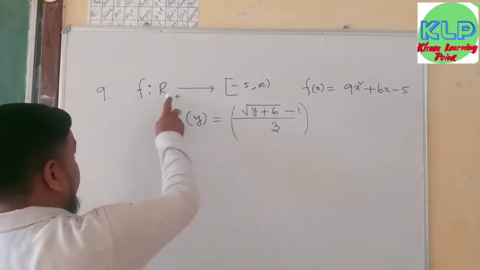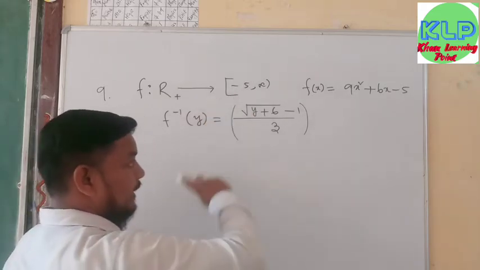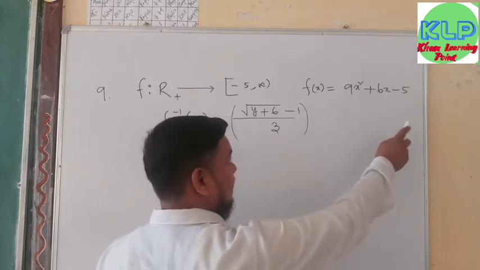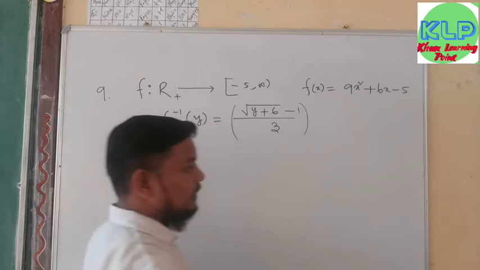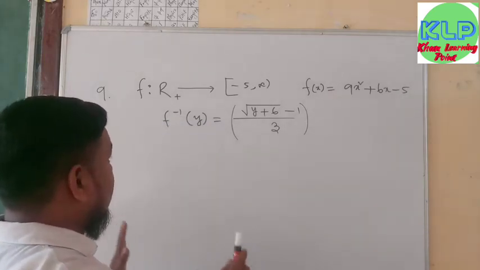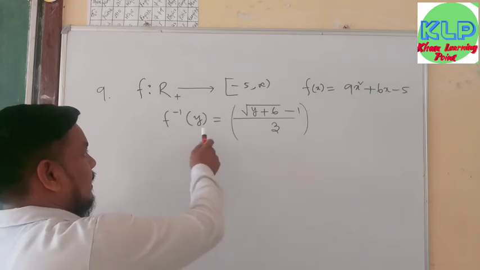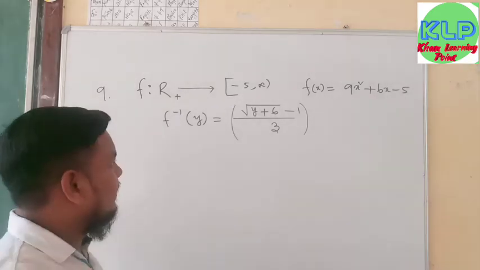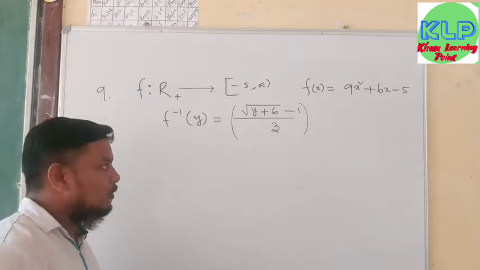Here f is a function from the positive real numbers to the half closed interval minus 5 to infinity, and the function is defined by f of x is equal to 9x square plus 6x minus 5. Here 9x square plus 6x minus 5 is a quadratic function. So we need to show that f is invertible with f inverse equal to root over y plus 6 minus 1 divided by 3. f inverse ये जो वैल्यू है ये हम लोगों को शो करना है.